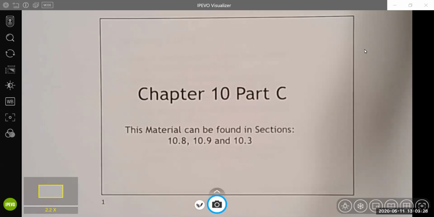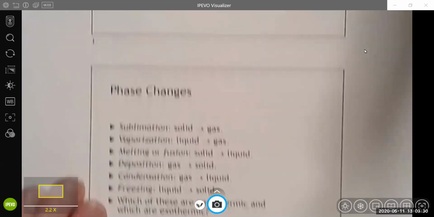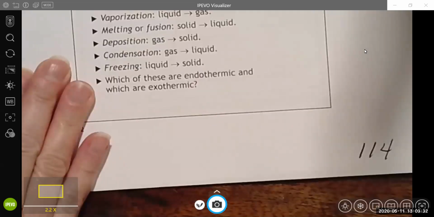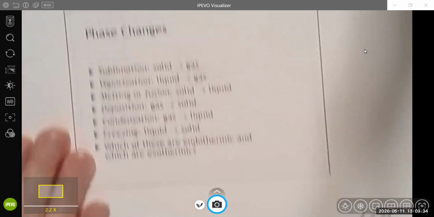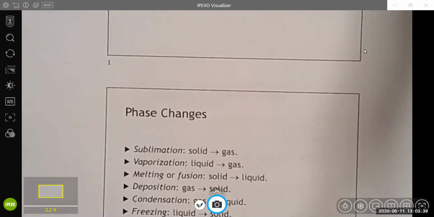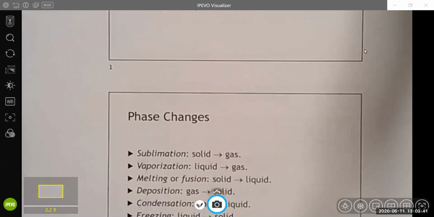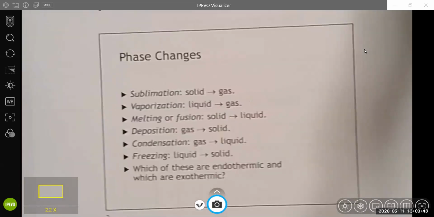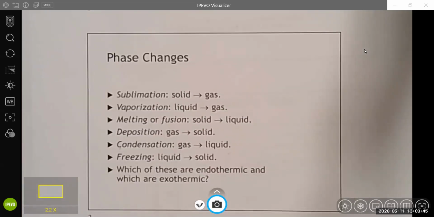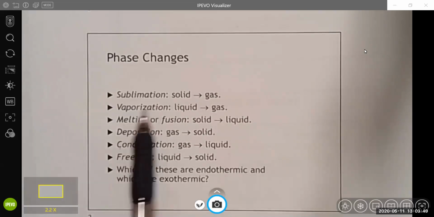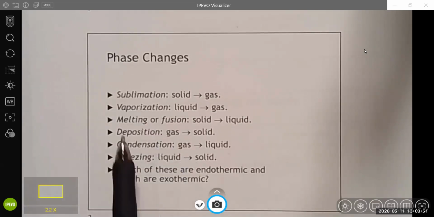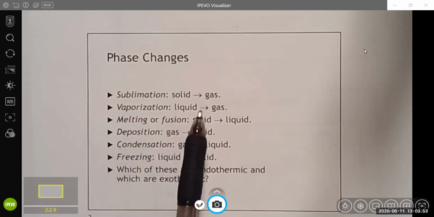So we're on page 114 of the packet. This is the same as what we have in the PowerPoint. I'm just using the packet so we can write on these pages. Down here, I'm not going to really talk about this. This is in one of the other videos. This is just the names of the different phase changes, whether it's solid to gas, liquid to gas, etc. So make sure you know those.